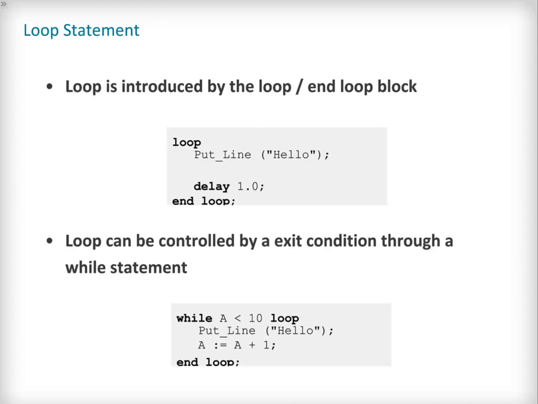Loops are created through the loop and end loop block. In the first example, I'm creating an infinite loop that will print hello on the screen and then wait for 1 second. This waiting for 1 second is implemented through the delay statement. As with many other languages, we have the while loop, which is going to loop up until a certain condition is met. In this second example, I am looping as long as a is below 10, and as long as this is the case, I will print hello on the screen and increment a.